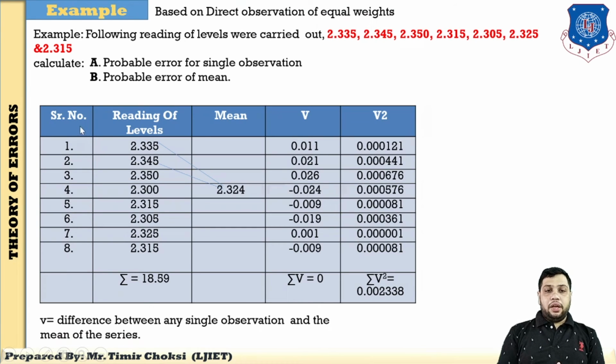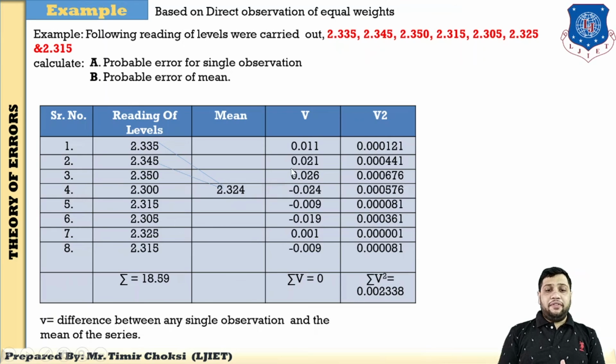Now, first you draw a table, and the first column is the serial number. You know that there are 8 observations, so you write 1 to 8. Then the reading of level is given, so in the second column write all the readings of level already given in the example. Then you find the mean value, the average value. So add all 8 observations divided by 8. So 18.59 divided by 8, so the answer is 2.324 meter.